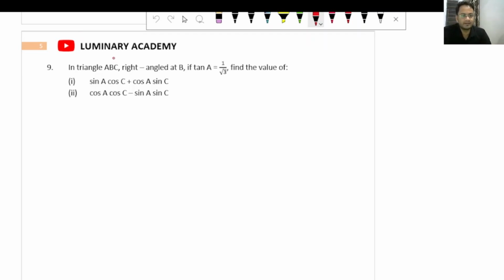In this triangle ABC, it is right angled at B, so we can make a triangle that is right angled at B. It is given that tan A is 1 by root 3. So take it as A, B, and this is C, and this is our theta because A is given, so tan A will basically be tan theta. You know that perpendicular is 1 and base is root 3, so this is root 3.